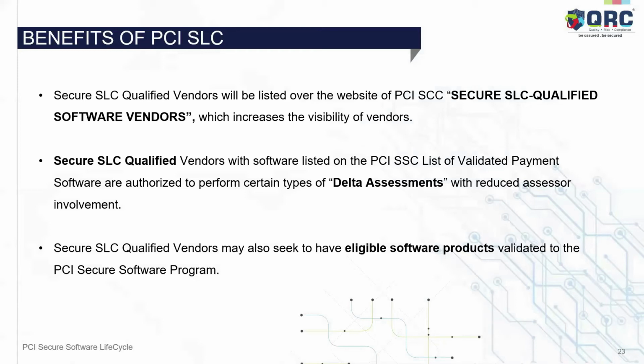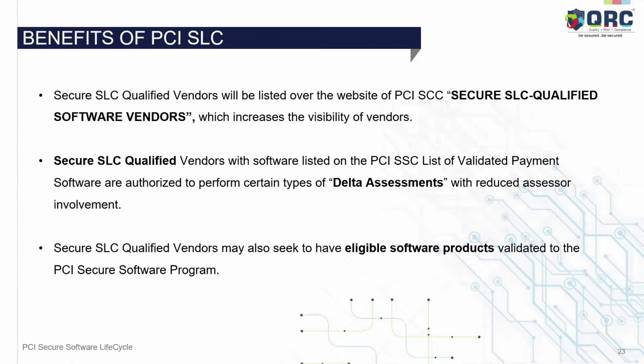First, after the vendor is certified, or after the vendor demonstrates the compliance requirement, or its procedure is in accordance with the standard requirement of SLC, PCI SSC will list this vendor name, say for example company A, over their website, so that any prospect customer for company A can go to the website of PCI SSC and see that yes, this vendor is qualified, or the procedures which they are following to develop their software are qualified. So this is basically increasing the visibility of vendors.